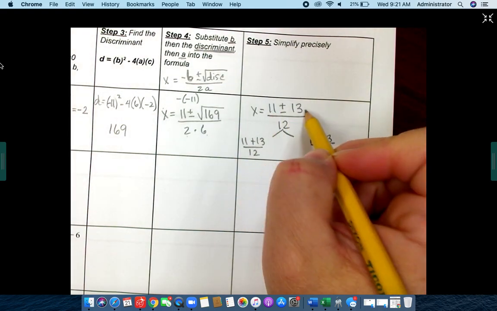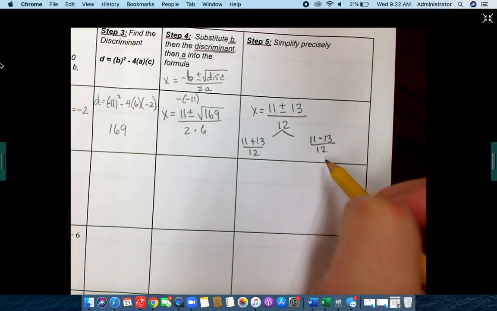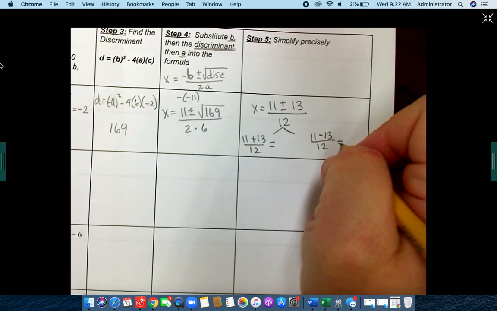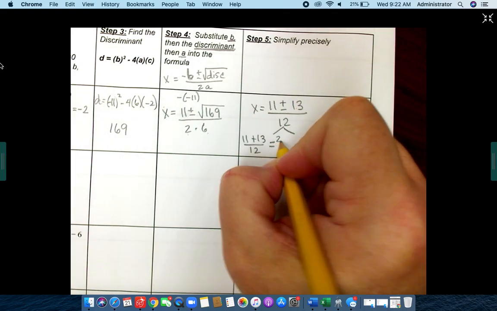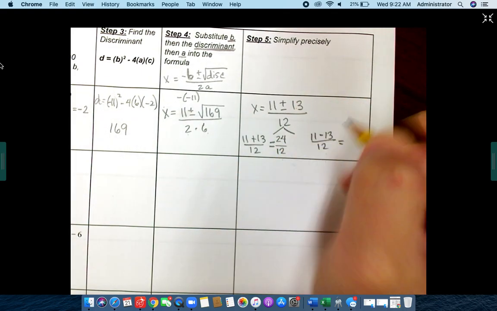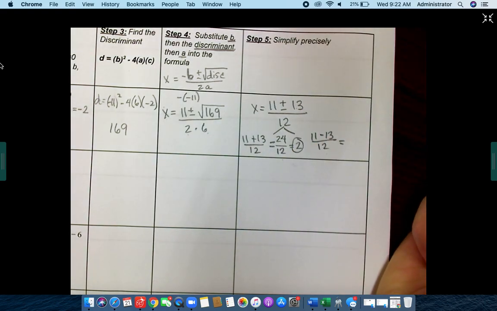So that's what that plus minus means. It could be 11 plus 13 over 12 or 11 minus 13 over 12. So you write them separate and then just come over here and simplify. Well, 11 plus 13 is 24 divided by 12 equals 2. That's one of my solutions.